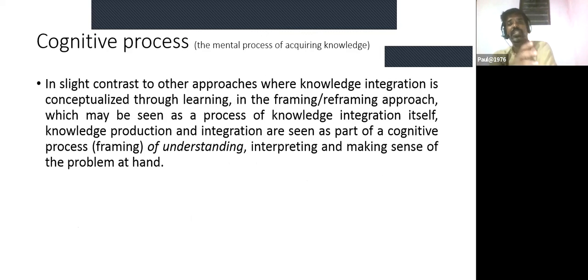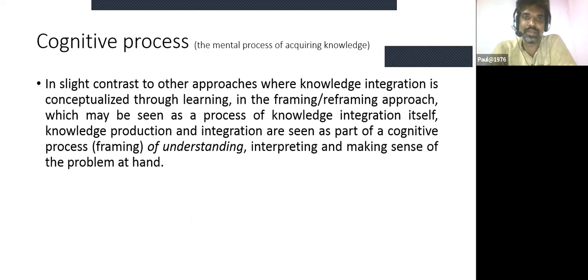Now, the most important factor in both joint learning and knowledge integration is the cognitive process. How we understand knowledge, the cognitive process. In NRM, the knowledge integration is conceptualized through learning in the framing, reframing approach, which may be seen as a process of knowledge integration itself. Knowledge production and integration are seen as part of the cognitive process of understanding, interpreting, and making sense of the problem at hand.